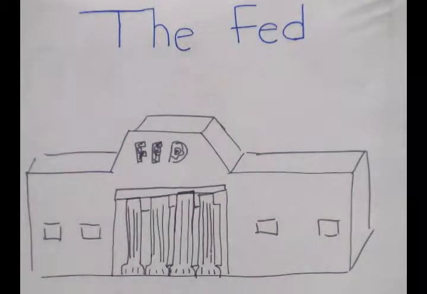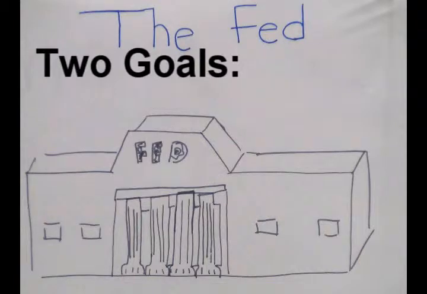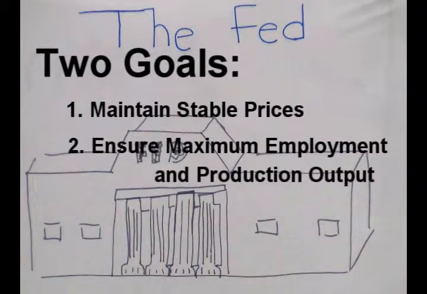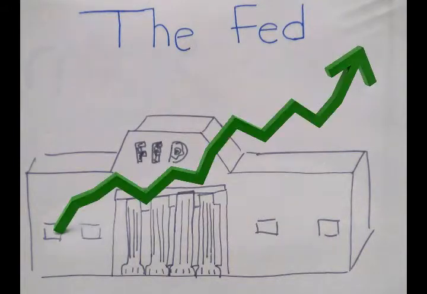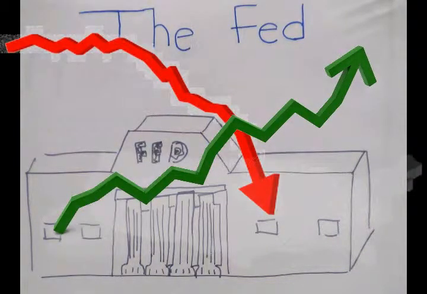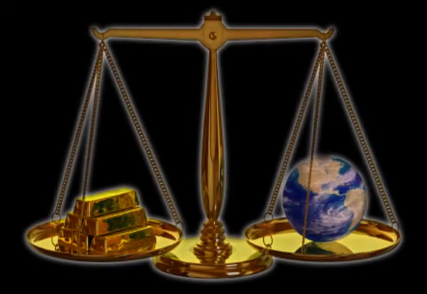In its role as money manager, the Fed has two primary goals: maintain stable prices and ensure maximum employment and production output. It achieves these goals indirectly by raising or lowering short-term interest rates. Although these are two separate goals, the outcome of each is the same: a stable economy. In the following sections, we will discuss the goals and the way the Fed goes about achieving them.